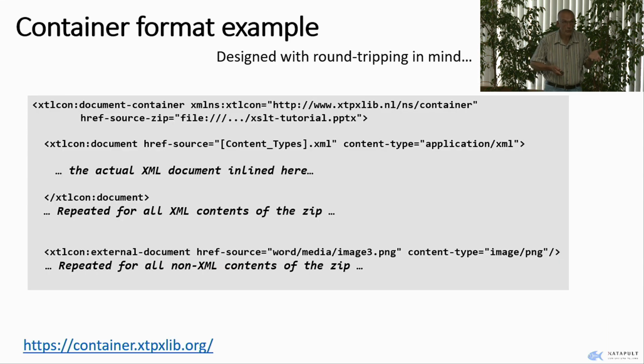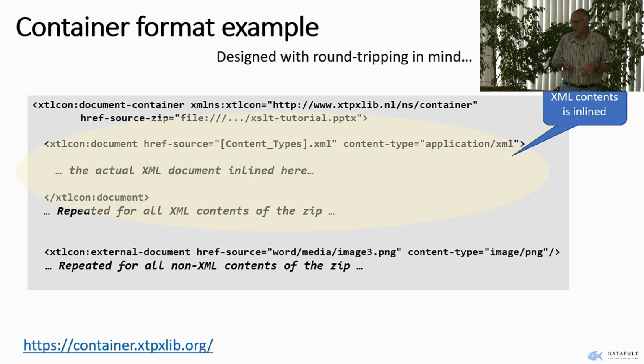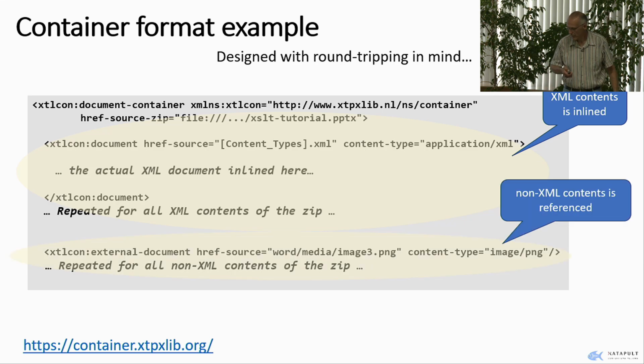Now this whole containerization stuff looks like this. It was designed with round tripping in mind, so this is a simplified version. There's slightly more information in it. All XML files are just wrapped into an element in a different namespace. And this XTLCon document element is repeated for every XML file in the zip file. And for everything that is not XML, I just create a reference, and the decontainerization process is intelligent enough to know that when it finds an external document element, it should take its input from the original zip file and just copy it to the output zip file.